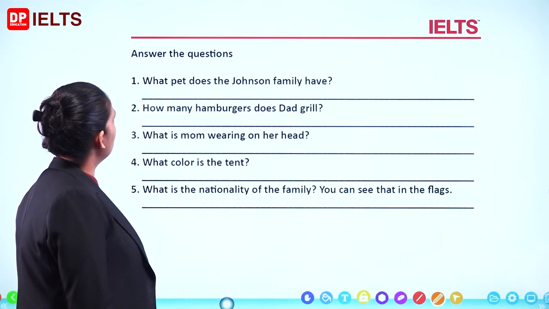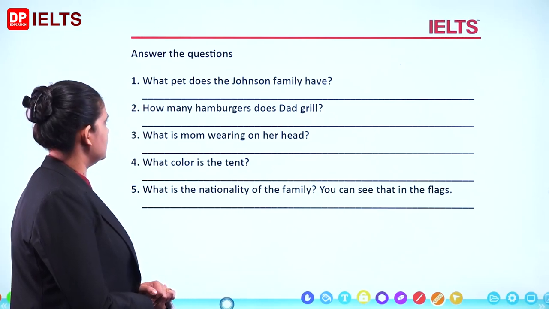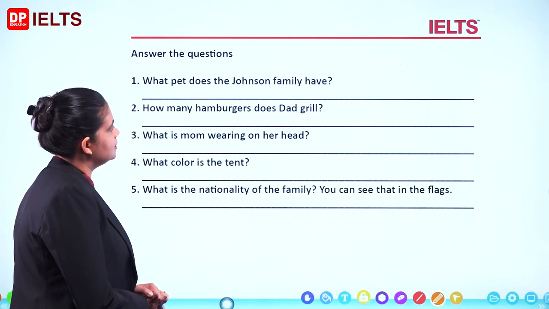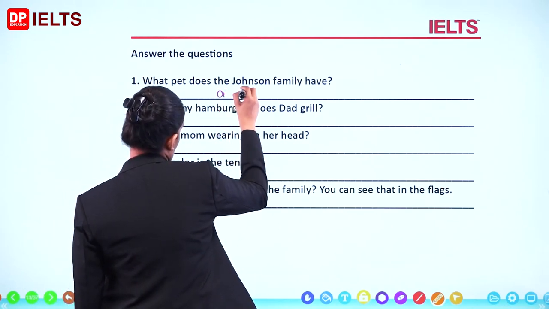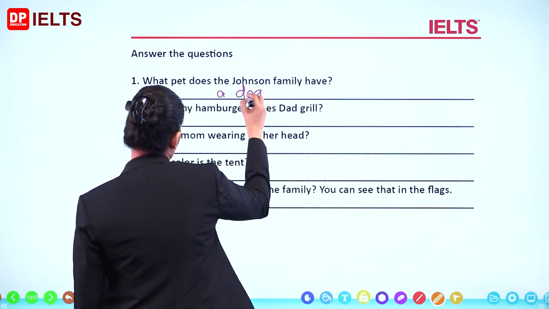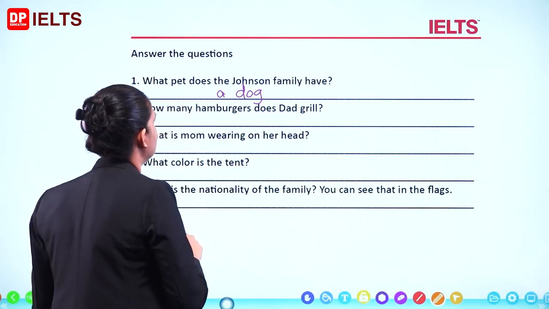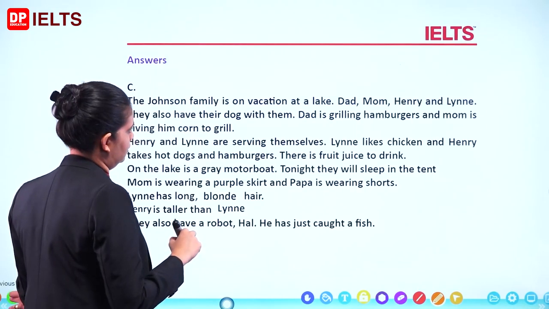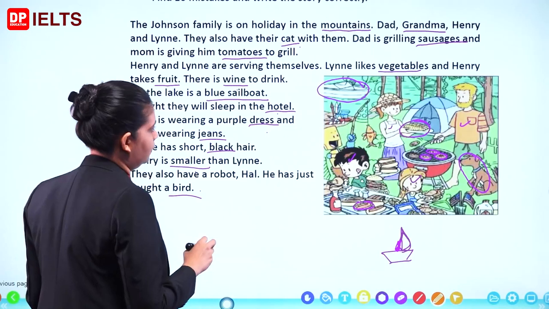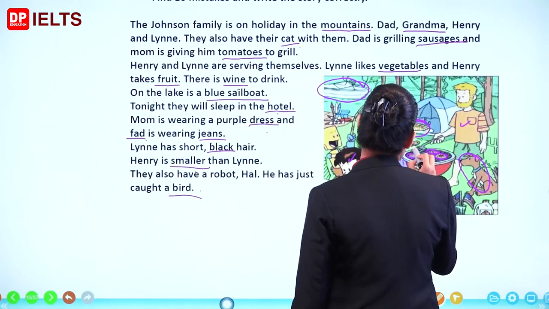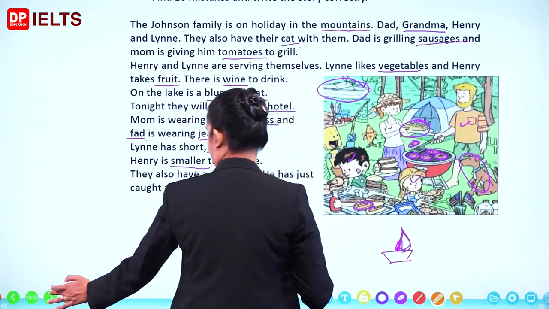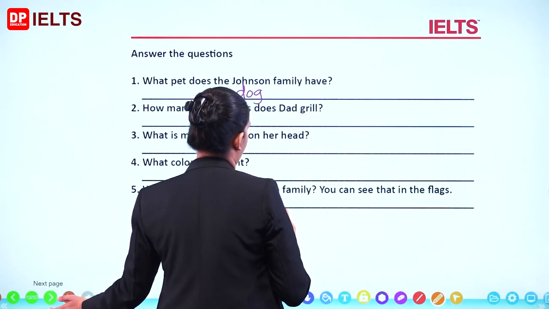Right, moving on, answer the questions. What pet does the Johnson family have? A dog. How many hamburgers does Dad grill? 1, 2, 3, 4, 5. Can say 5.